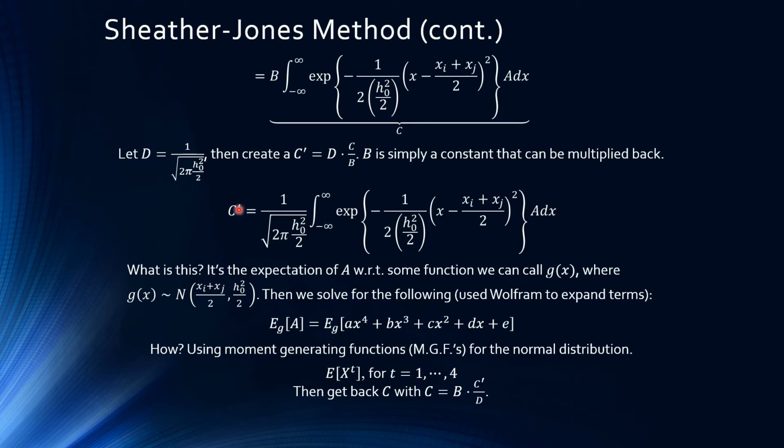So what C prime is the expectation with respect to G for A, where A is some 4th degree polynomial. And once we calculate these terms using moment-generating functions for x to the e to x first power, second, third, fourth, etc., you get back C by using this formula here, where C prime divided by D multiplied by B, and you get this original C over here.